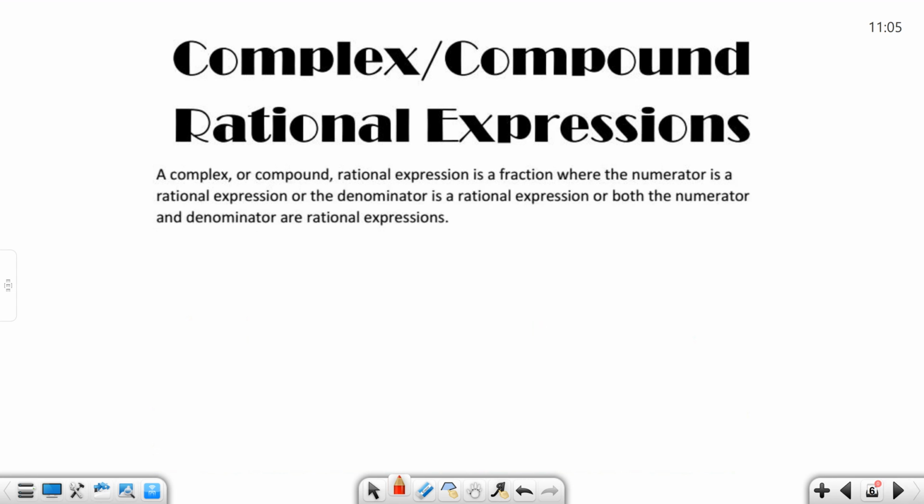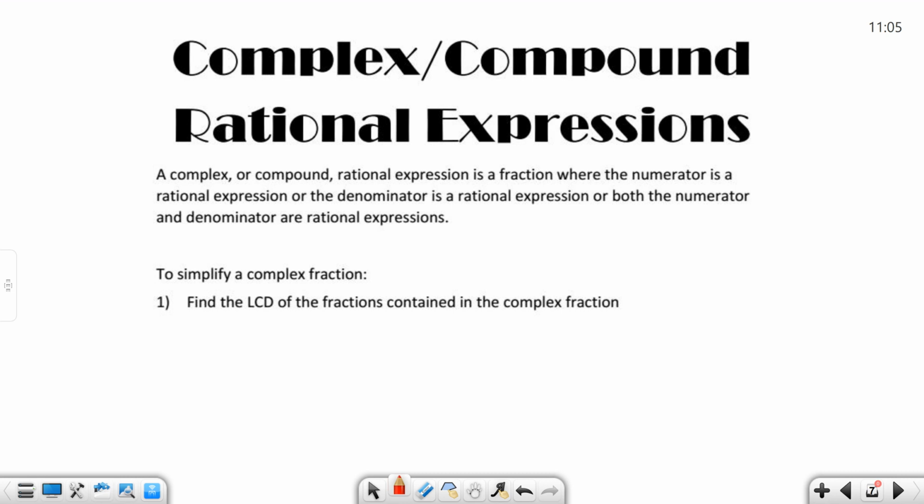A complex or compound rational expression is a fraction where the numerator or the denominator is a rational expression. That's basically saying the top's a fraction or the bottom's a fraction or both of them are. You have a fraction and the top of your fraction is also a fraction, or the bottom of your fraction is also a fraction, or they're both fractions. Okay?